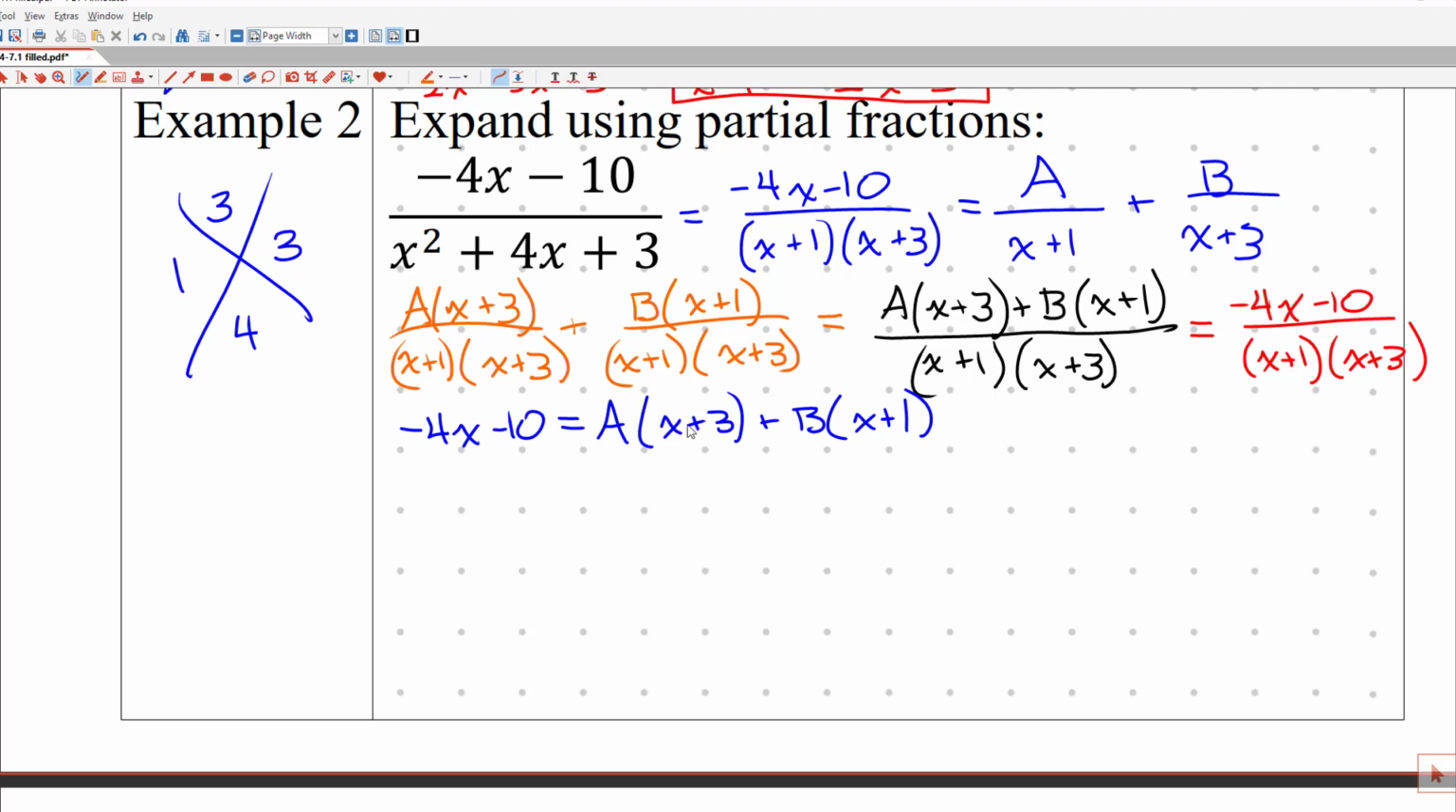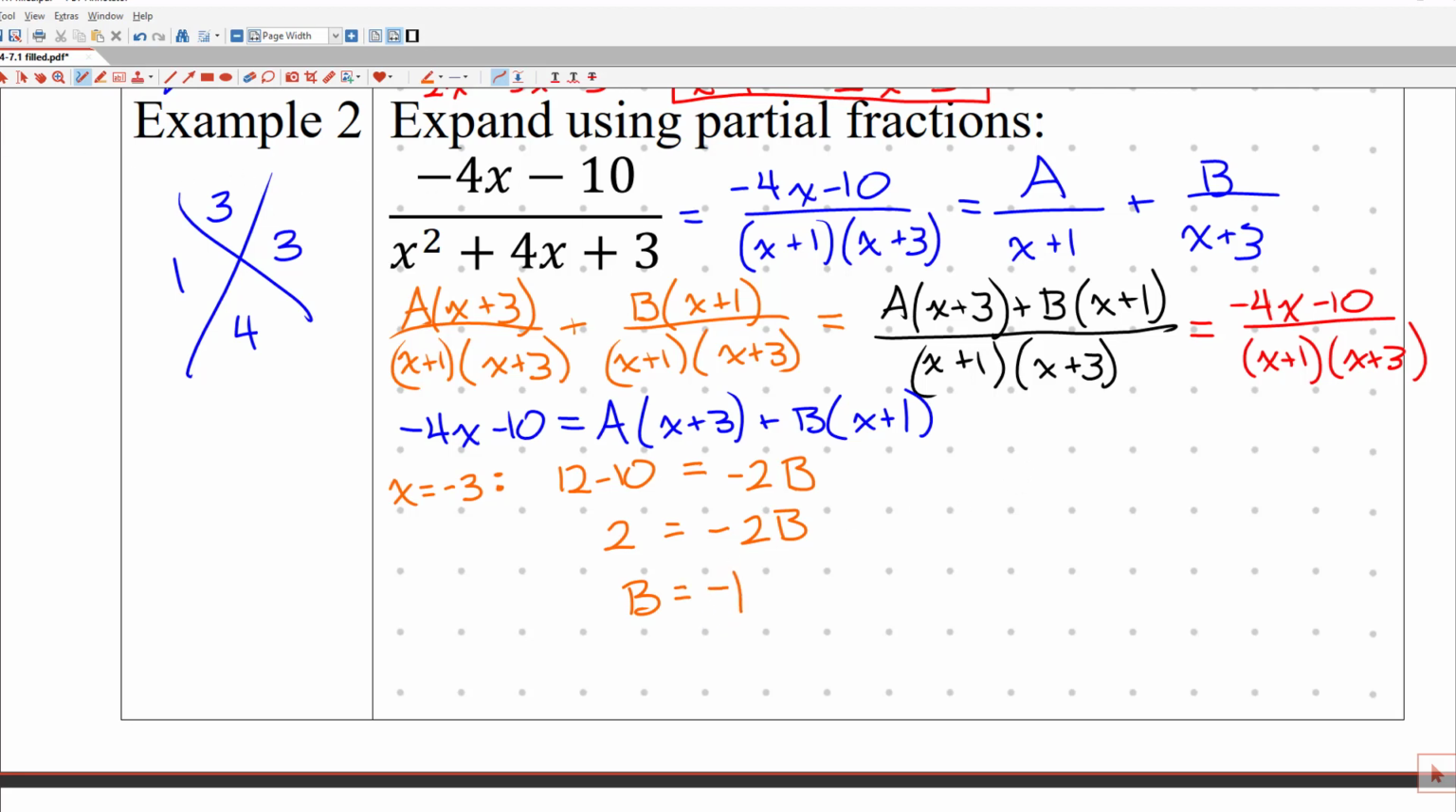So let's say x is equal to negative 3. If that happens, then this x is also negative 3, so I have negative 3 times negative 4, so 12 minus 10 is equal to, this whole thing is 0, so ignore it. Negative 3 plus 1 is negative 2, so I'll have negative 2b. This over here is just 2. 2 is equal to negative 2b, and then from there, divide both sides by negative 2 to get b is equal to negative 1. Perfect, okay.